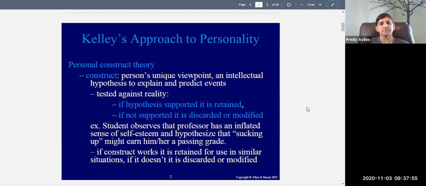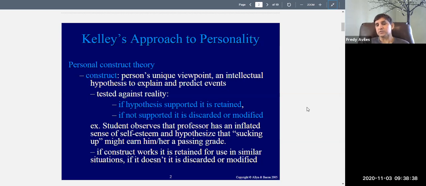An example would be, a student observes that the professor has an inflated sense of self-esteem, right? That the professor is full of himself. And the student hypothesizes that sucking up to the professor might earn him or her a passing grade, right? So basically, if you're nice to the instructor, talk to him, then he'll be nice to you and he'll give you a passing grade. Maybe despite the fact that you don't work that hard, that's a hypothesis, a prediction, right? When you have a certain kind of professor, they tend to be full of themselves. Just suck up to them, kiss their ass, so to speak, and they'll treat you well, they'll pass you, okay?